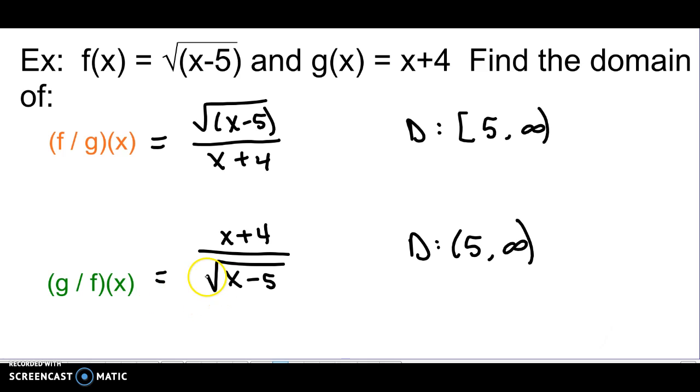For the second example, this time that square root symbol is in the denominator, so I have 5 to infinity. And notice that this one is a parenthesis. Really think about why it couldn't be a bracket like it was in the one above.